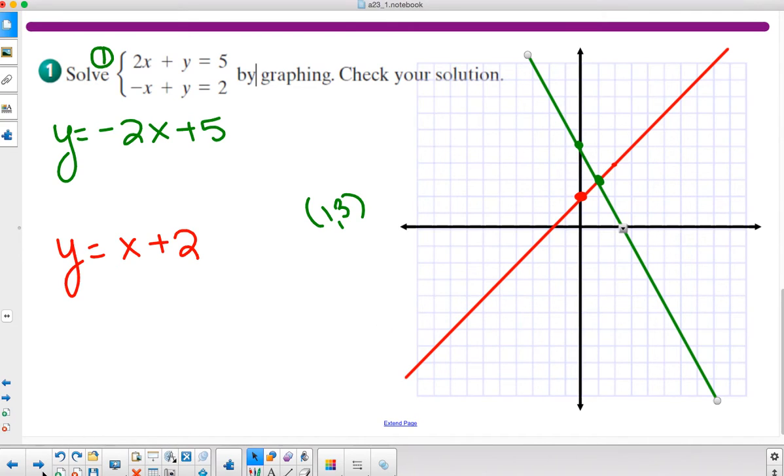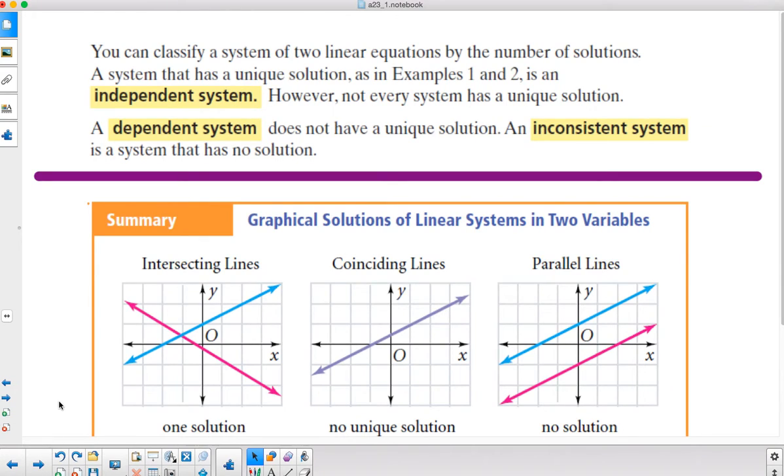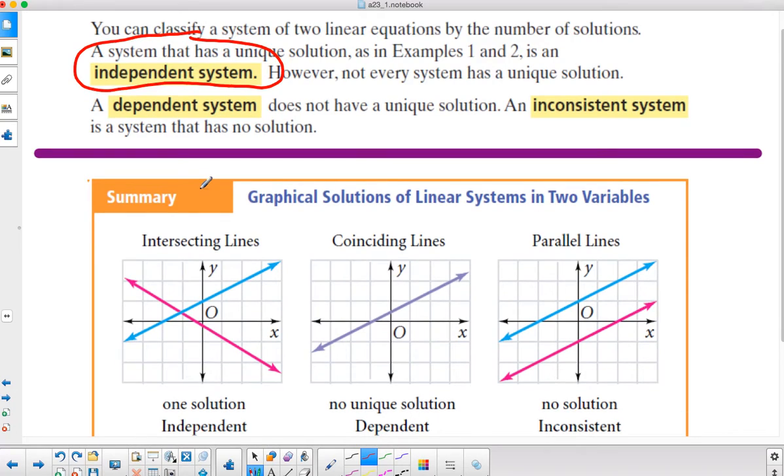Now let's talk about the different kinds of lines we have. We have an independent system, and those are the ones that we have just done practice with. Those are the ones where you have an intersection. You have a specific unique solution. A dependent system is when you have lines piggybacking each other, for lack of a better word. And then an inconsistent system is when you have parallel lines.